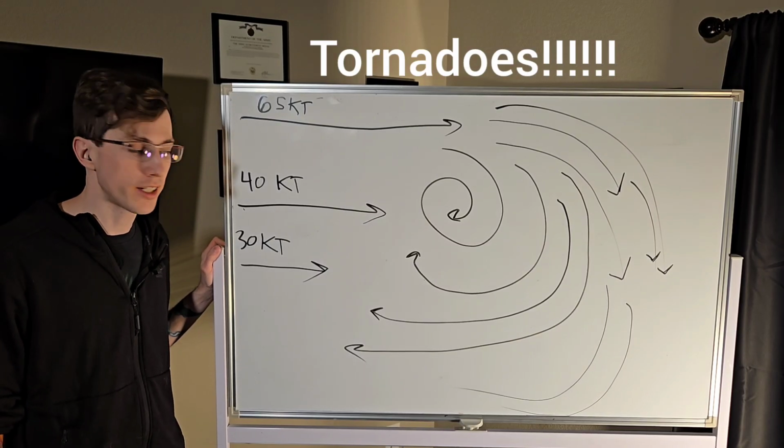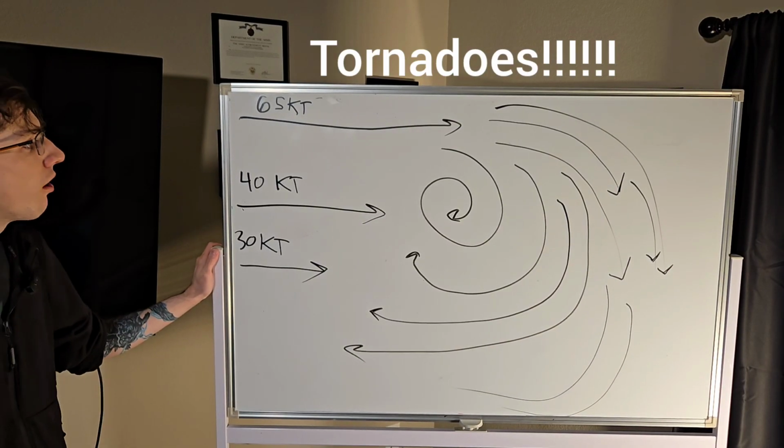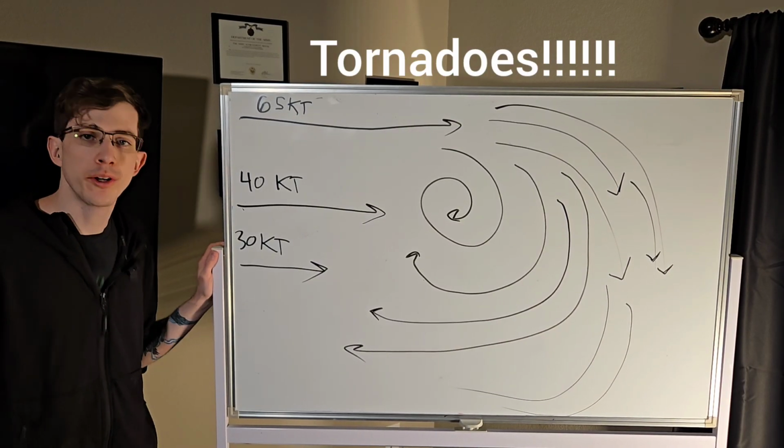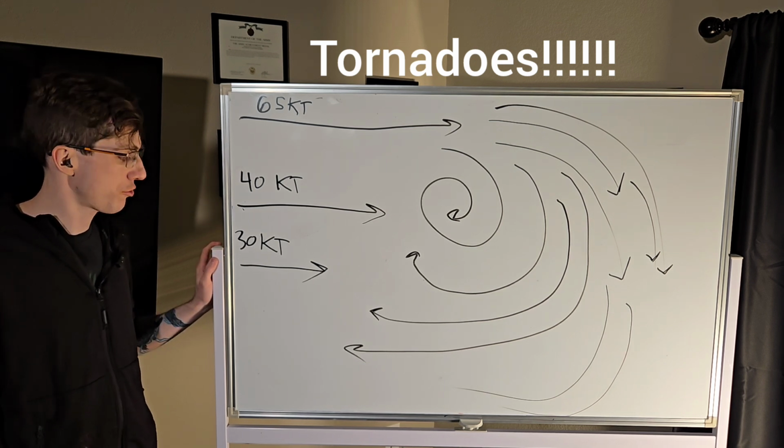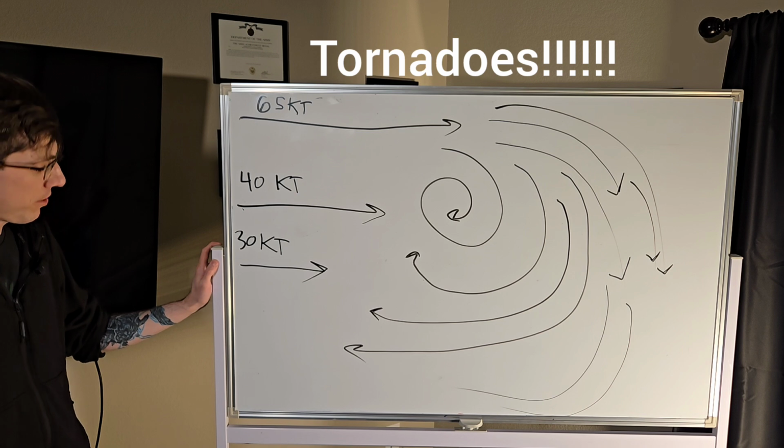Tornadoes explored. Let's take a look. On this whiteboard, you can see what's going on in the lower levels of the atmosphere in the morning before a tornado occurs. Let's take a look at how this happens.